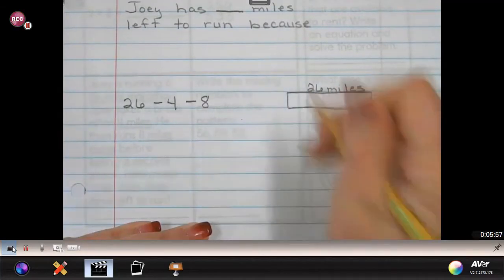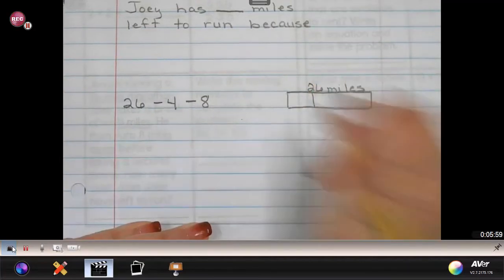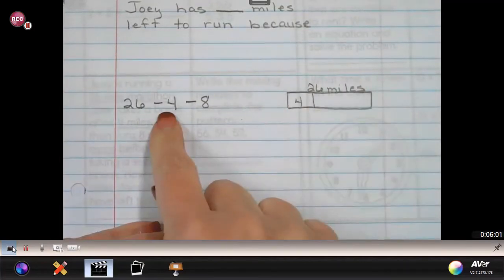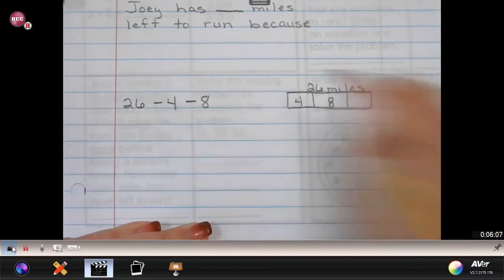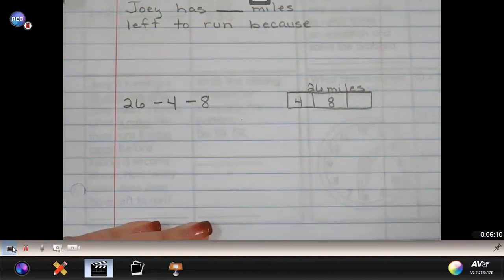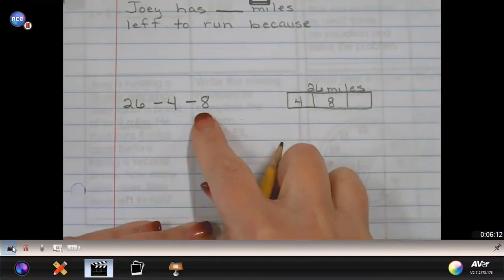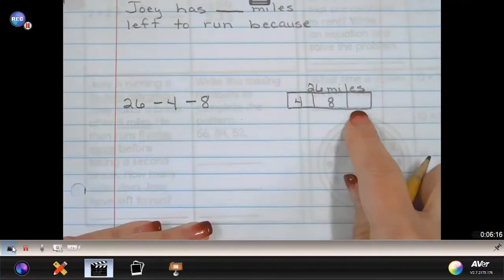We know that he has run part of that race. This part being the first part that he ran. And then he has another part that he has to run, which is the second part, which is 8 miles. We want to know how many miles he has left to run.